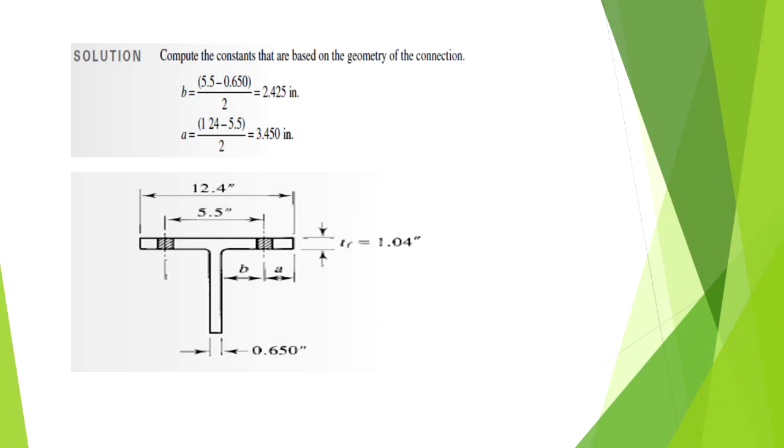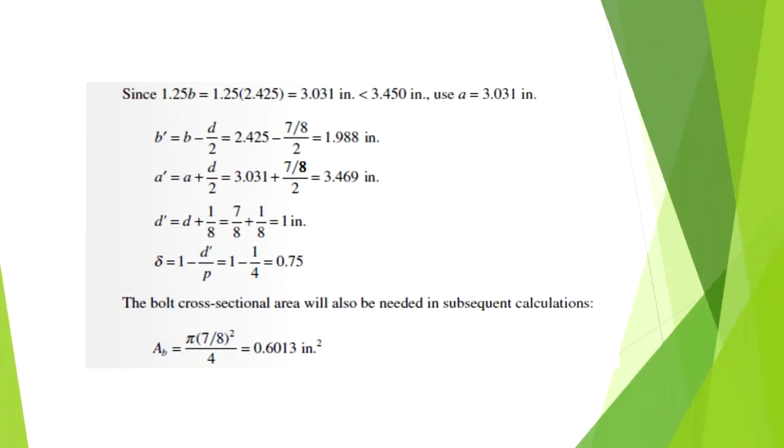Compute the constants that are based on the geometry of the connection. b is equal to (5.5 minus 0.65) divided by 2, which is 2.425 inches. a is equal to (12.4 minus 5.5) divided by 2, which is 3.45 inches. Since 1.25b is equal to 1.25 times 2.425, which is 3.031 inches, less than 3.450 inches, use a equal to 3.031 inches.